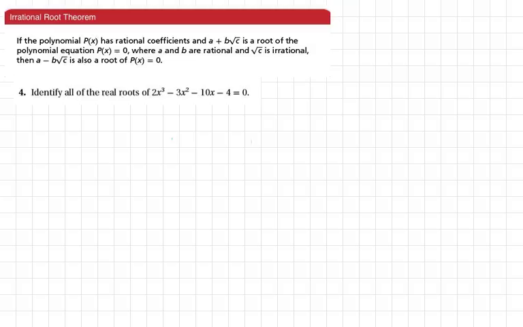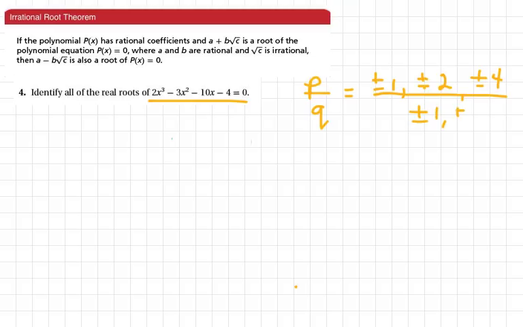And you'll see this when we go through the quadratic equation here. So let's look at this polynomial equation. We're trying to find roots. Doesn't look easily factorable. So what I'm going to do is look at again p over q, and that means negative 4. All the factors of negative 4, so plus or minus 1, plus or minus 2, and plus or minus 4, all over plus or minus 1, plus or minus 2.